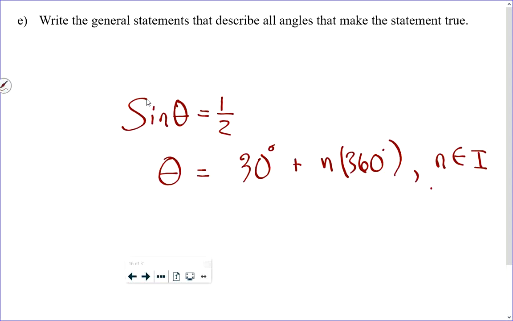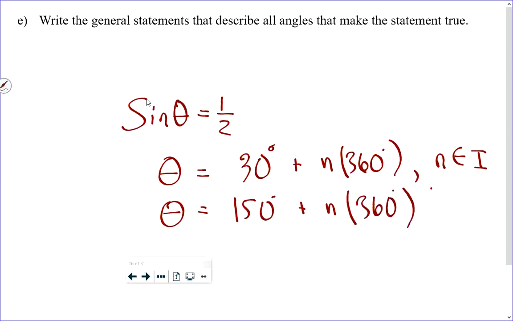Could you write plus or minus n times 360 and say n is a whole number? Yes, because whole numbers include 0, 1, 2, 3, 4. That's only 1/2 of the solutions. The other solutions would be 150 degrees plus n times 360, where n is an element of the integers. Any questions with that entire warm-up?